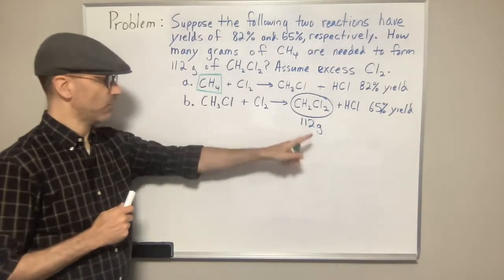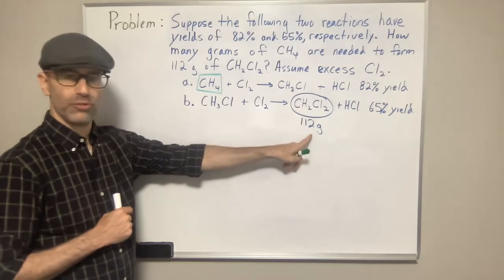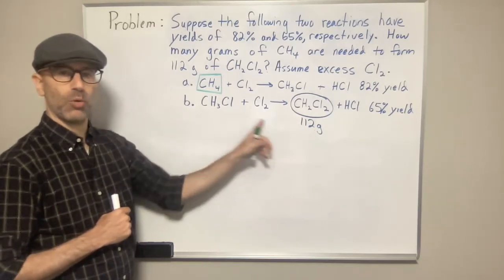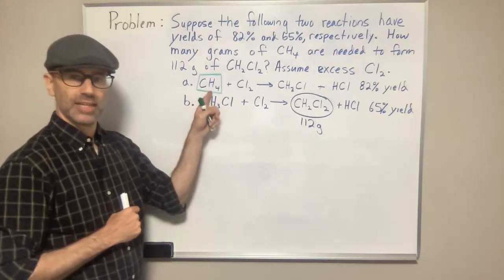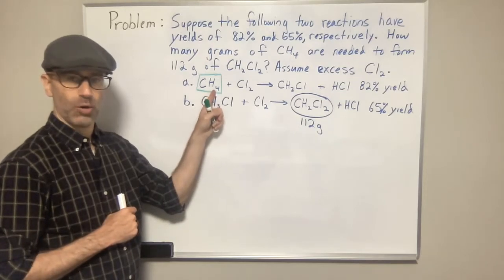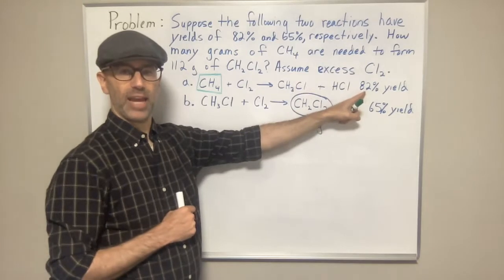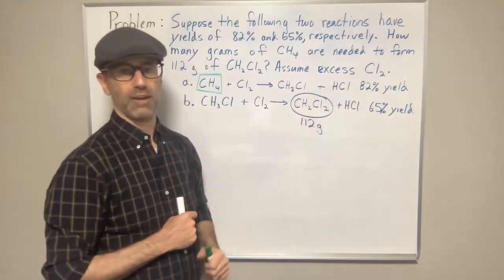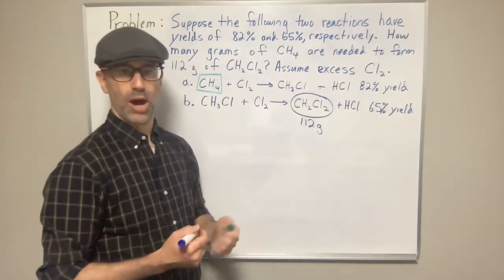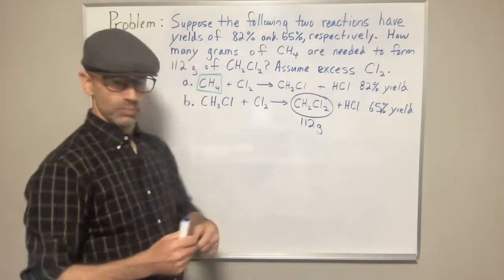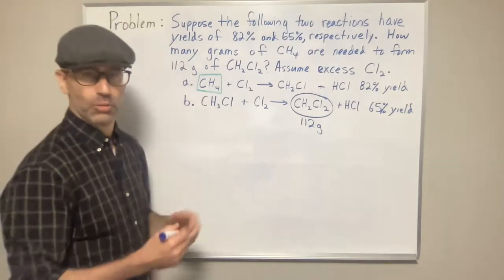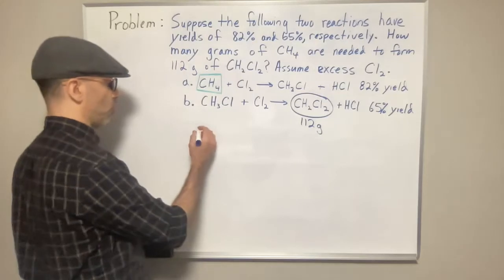So we need to work backwards. We assume that we have this, and we need to work backwards to see how much of this we need to start with in order to get that, keeping in mind that we have 82% yield and 65% yield. So how do you do this? You're going to do it the same way that you normally do it. You're going to use your roadmap.